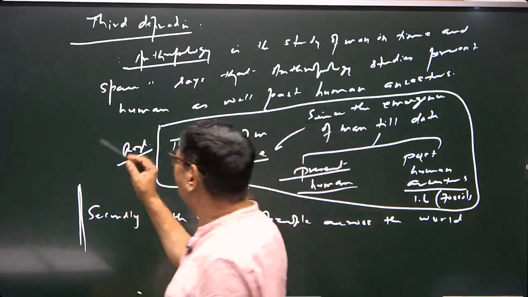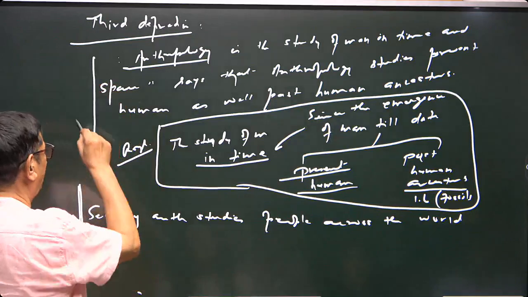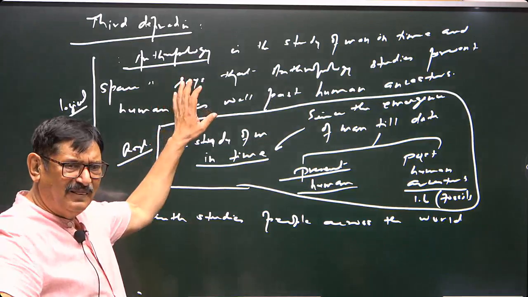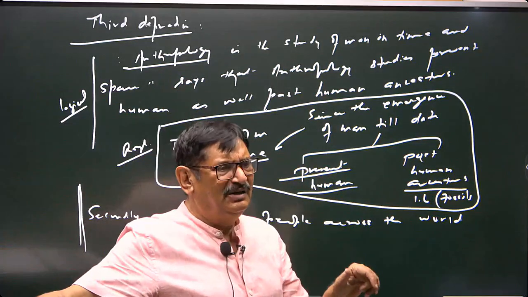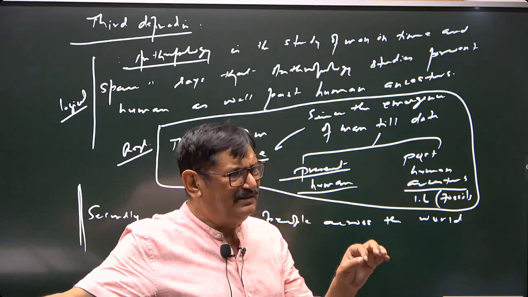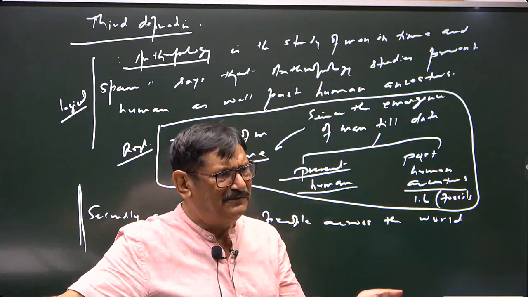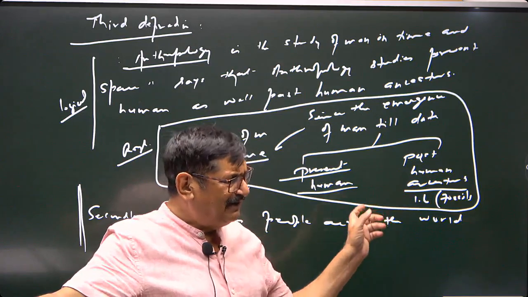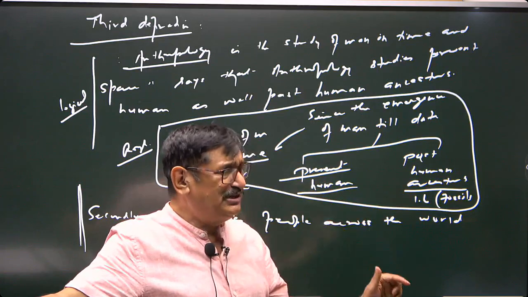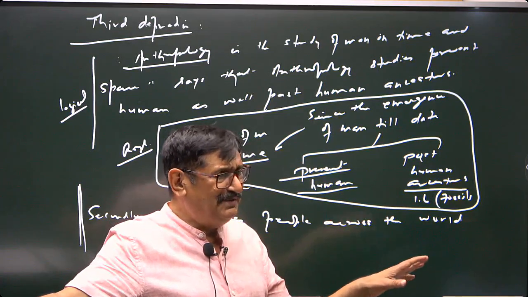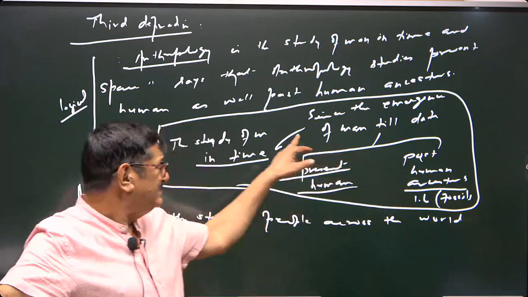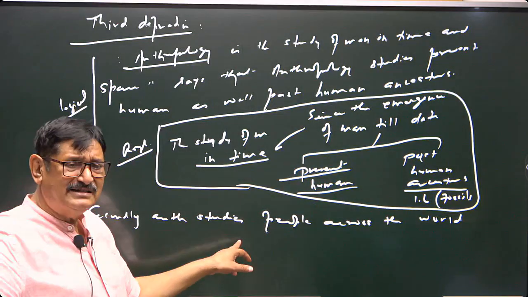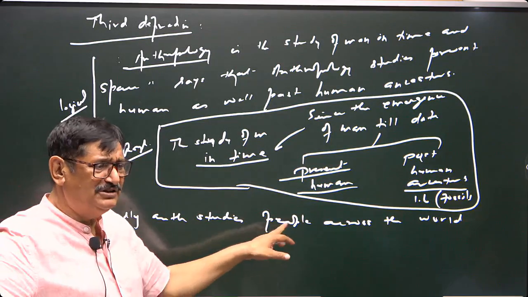So the third definition is also logical in that it clarifies the shortcoming of the second definition. I said earlier that you mention only a definition that tells you something new, something different from the previous one. So in the third definition, you have something new, that it clarifies the unanswered question of the second definition. A study of man of when, it says that we study present human as well as past human. And a study of man of where, it says to study people across the world.